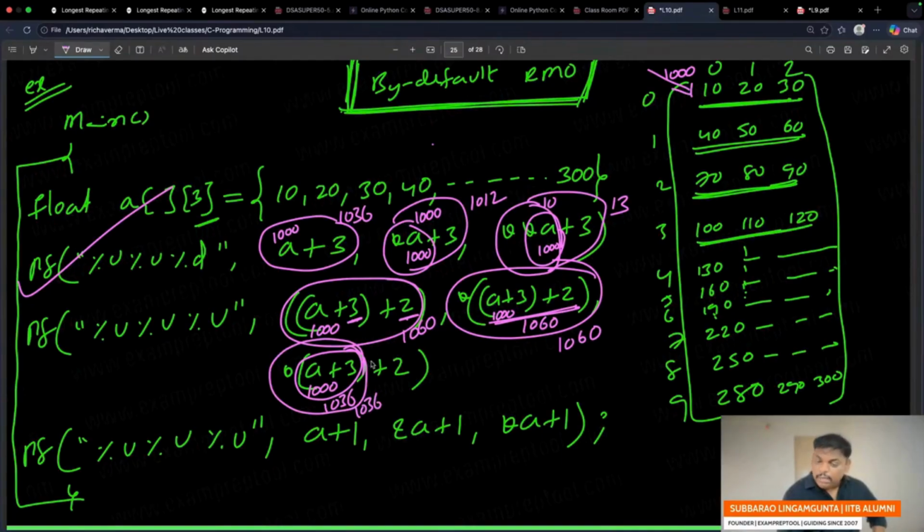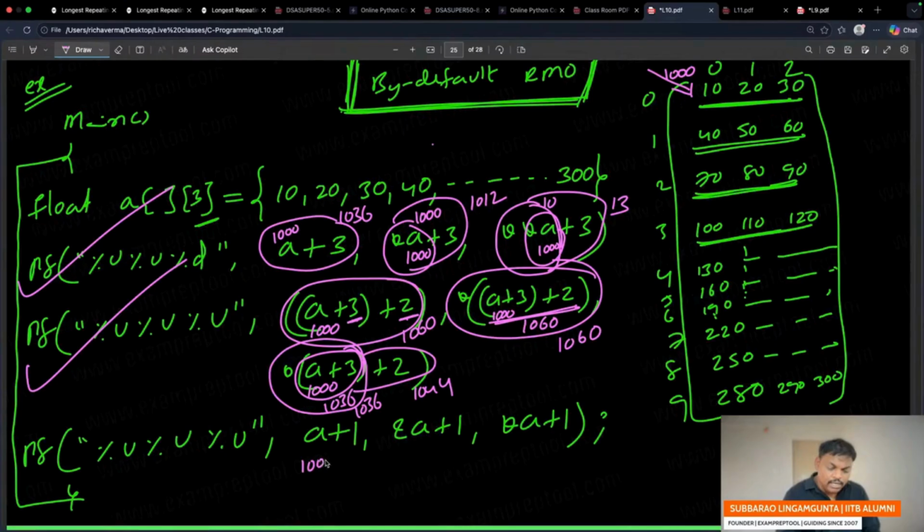Plus 2, but here because of 1 star the row level is over. Plus 2 means 2 elements. Every element is 4 bytes, so 2 elements means 8 bytes. 1036 plus 8, 1044. Right? So that is the second printf story. See the calculations, have I done anything wrong?